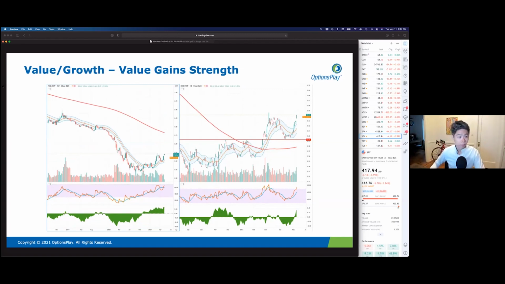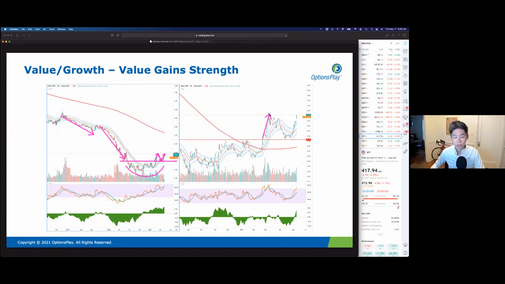But the big theme that still remains, and for those of you that have followed me for a while, is value versus growth. We've talked about how value has underperformed growth for many, many years. But for the past 10 months or so, value has put in this bottoming formation and has started to break out higher here. And what's really amazing to see is that the breakout came back to retest this level as support and is now bouncing higher.